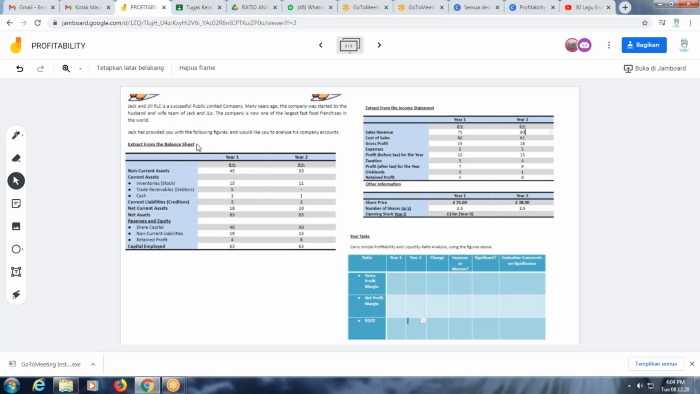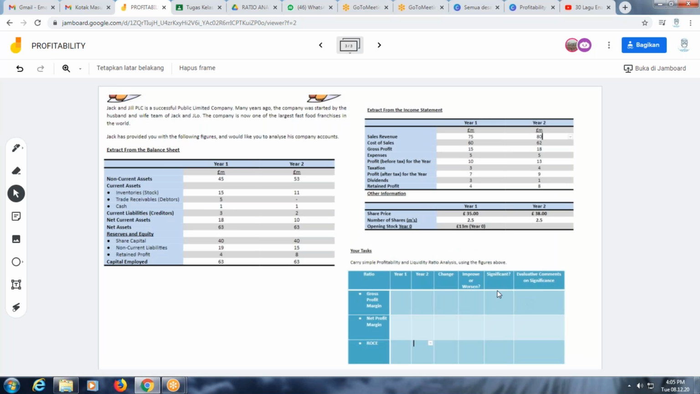So from the income statement we will use gross profit for the gross profit margin, and the sales revenue. Gross profit 15 divided by 75 sales revenue times 100. Okay, is it clear? I think it's so easy for you. Gross profit margin, year one and year two.